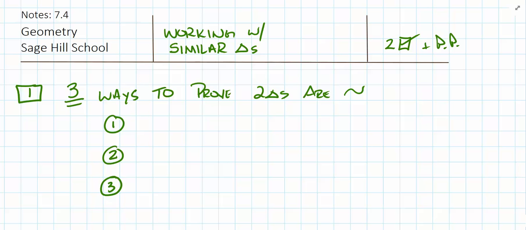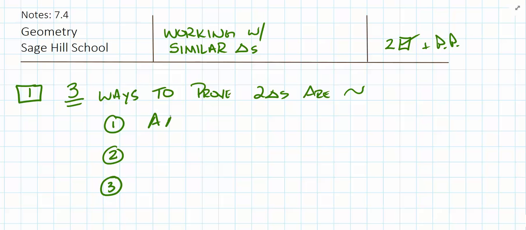Okay, here are the three ways to prove two triangles are similar. Now remember, when we're proving similarity, we're trying to show that their sides are in proportion and their angles are the same. Okay? So there's three ways that we can do this. And we're going to spend this lesson, 7.4, only on the first way, but I'm going to give you all three at once so you have them in one spot.